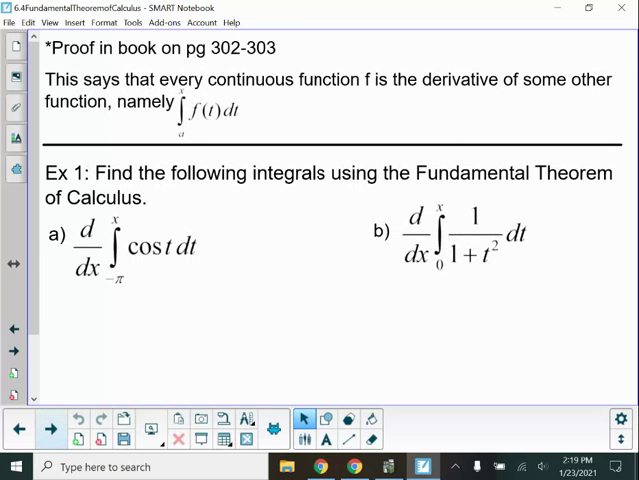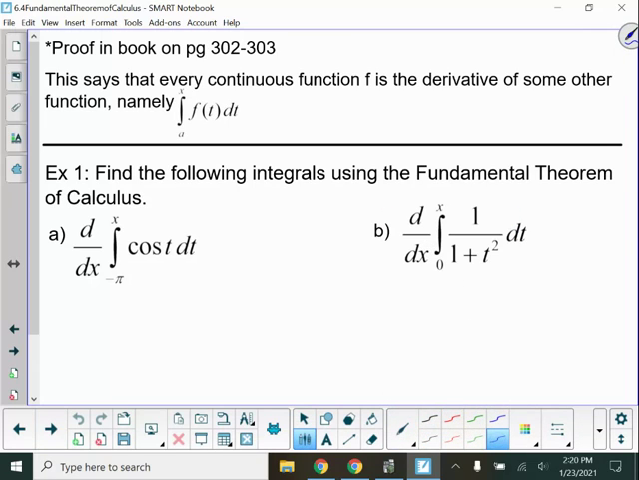There are some other things you have to keep in mind, especially if you are not going from a to x, a being some constant value. You have to consider using the chain rule, what the derivatives of those would be as well. There is a proof in your textbook on pages 302 to 303. And again, that's going to say that every continuous function f is the derivative of some other function, namely the integral from a to x of f of t dt.